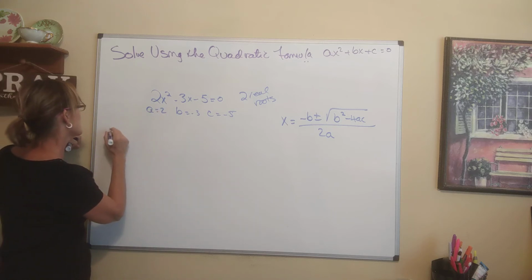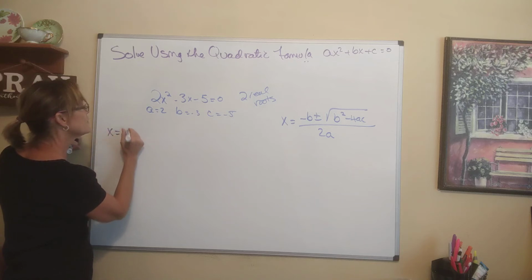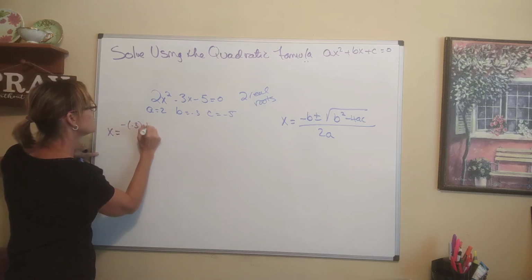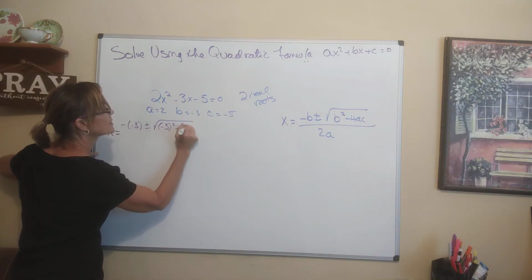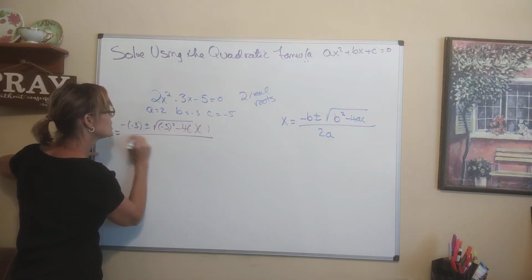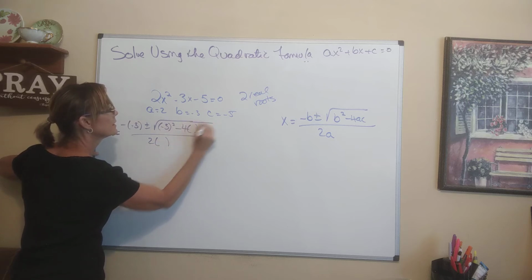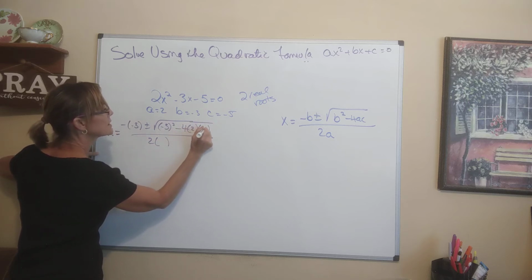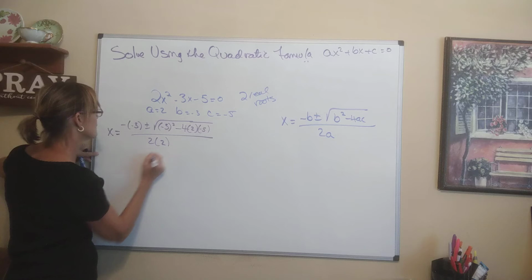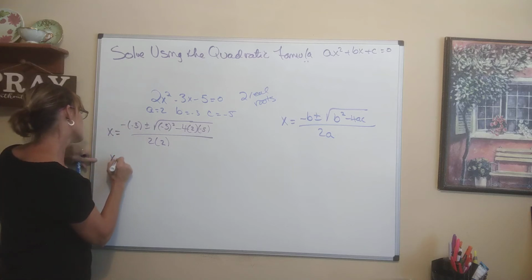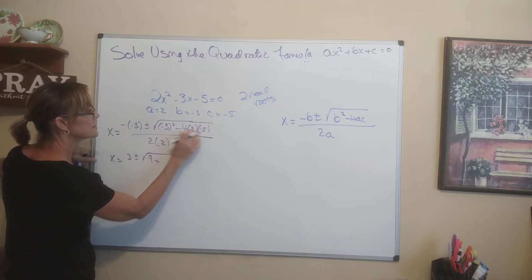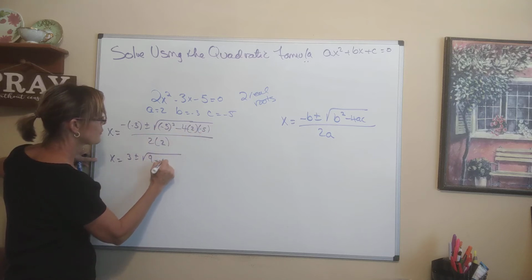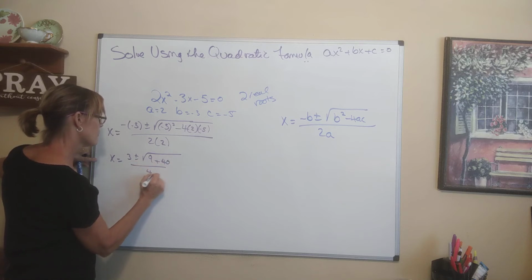First, quadratic formula: x is negative b, negative 3, plus or minus the square root of b squared, negative 3 squared, minus 4 times a times c, all over 2 times a. All right. A is 2, c is negative 5, 2 times 2. Okay, ready? Negative 3 is a 3, plus or minus the square root of 9, plus 20 times 2 is 40, all over 4.